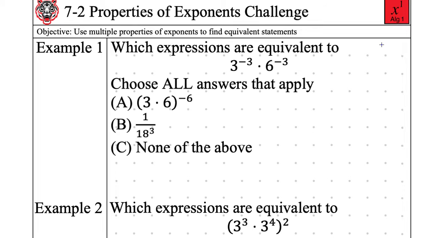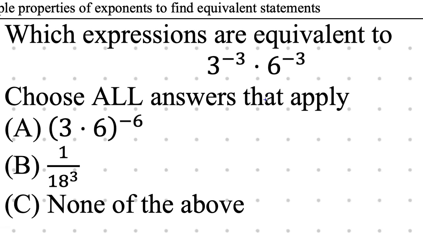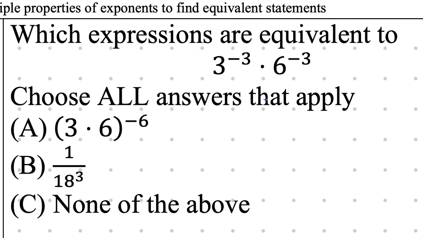So, example number 1, we have to find expressions that are equivalent to this one. And we're choosing all answers that apply, which means it could be A and B, it could be just A, it could be just C. Can't be A, B, and C, that doesn't make sense. Someone talk to me about this problem. You got your card still, Charles?